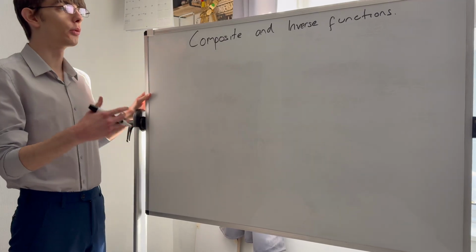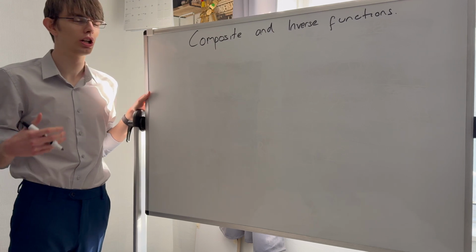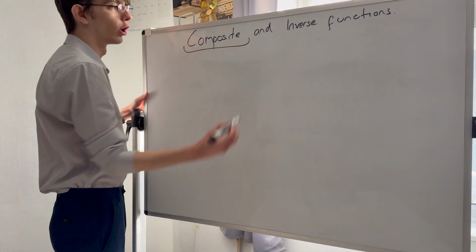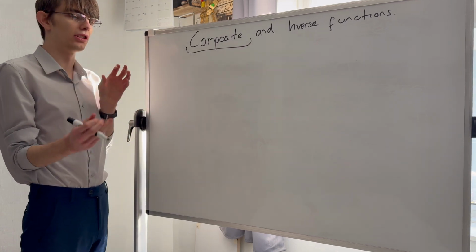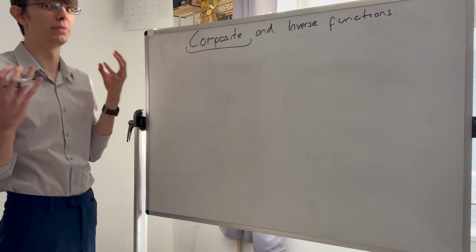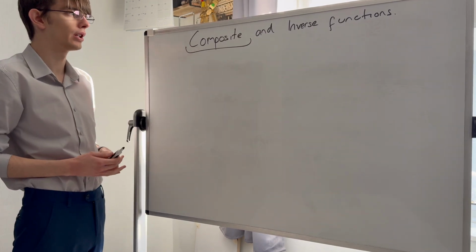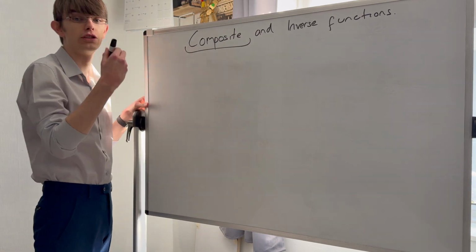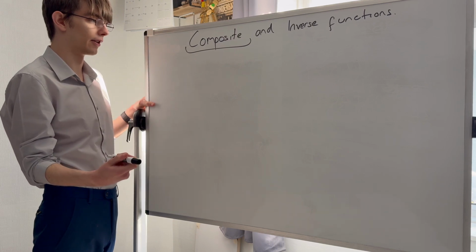Okay, in this video, we're going to be having a look at composite and inverse functions. So I'm going to start off with composite. What does composite mean? Composite means two or more things stuck together. In English, that is what a composite of things means. A composite of materials are two materials that have been stuck together. So a composite function is two functions or more, but usually two, that have been stuck together.